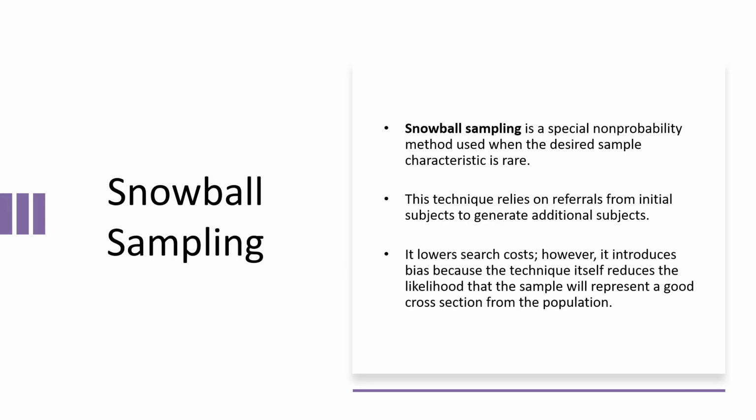You also have snowball sampling, which is actually used more in qualitative research. It's a special non-probability method, and it's desired when the characteristic is rare. The technique relies on referrals from initial subjects to generate additional subjects. The cost may tend to be lower. So, for example, if you get into a community and you're asking questions about a particular subject matter, once you start with one person, you ask them to lead you to other key informants, people who they know may be aware of the subject matter.